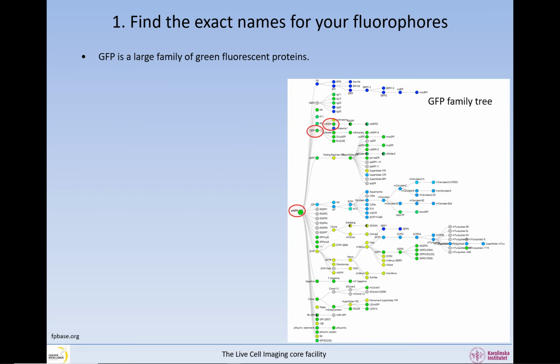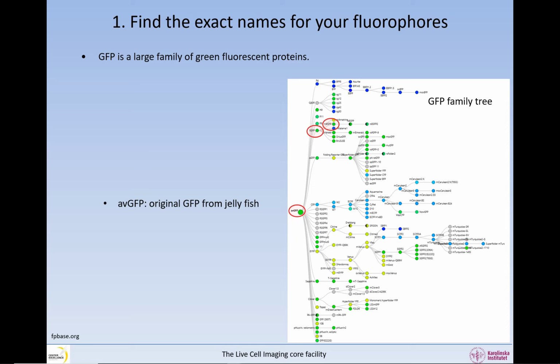The first thing we're going to do is find the exact names for your fluorophores in your sample. GFP is a large family of green fluorescent proteins. And if you go to fpbase.org, this website, you will see the whole family tree. GFP was first isolated from a jellyfish, Aequorea victoria. So the first GFP that existed was called AvGFP.